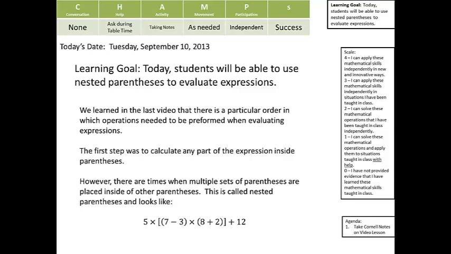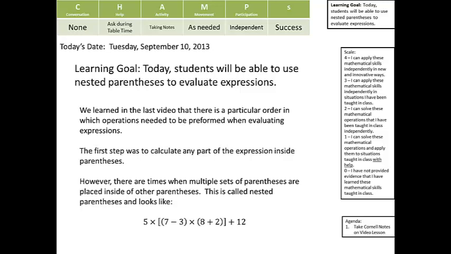And so the order that we're going to do that is we start on the inside and we work our way outside. So in this particular example, we'd solve the 7 minus 3, we'd solve the 8 plus 2, and then we'd solve the brackets. And then once we clear out all the parentheses and brackets, then we're going to continue with our "please excuse my dear Aunt Sally." So we'll do exponents and multiplication, division, and addition and subtraction.